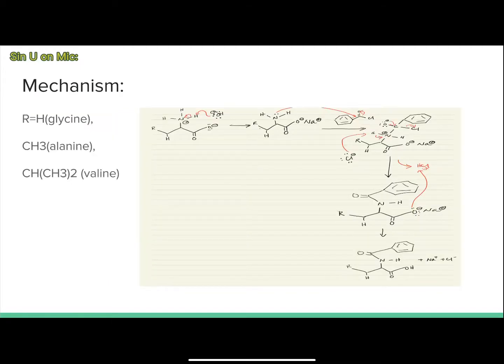For the mechanism of amide synthesis, the R represents hydrogen for glycine, methyl for alanine, and an isopropyl group for valine. First, there is a proton transfer so that the nitrogen becomes nucleophilic and the lone pair attacks the benzoyl chloride. Later, the chloride ion leaves. Then the chloride ion takes the hydrogen away from the nitrogen to form the amide.